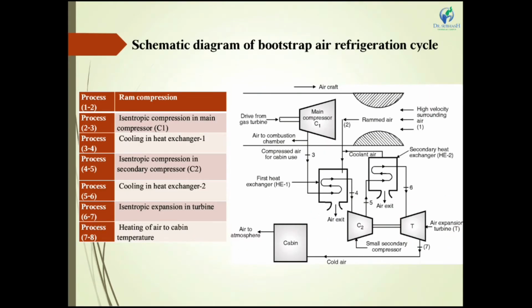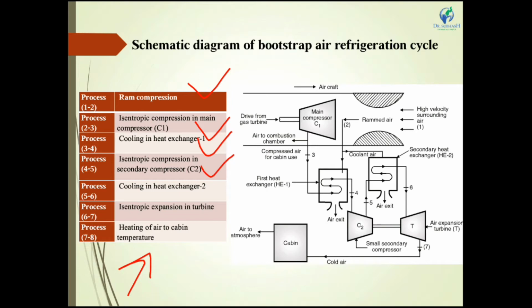We have shown this in the table. Process 1 to 2 is ram compression, where the atmospheric air has kinetic energy that is converted into pressure energy. Then process 2 to 3 is isentropic compression in the main compressor. Process 3 to 4 is heat exchange, where heat is removed from the compressed air.